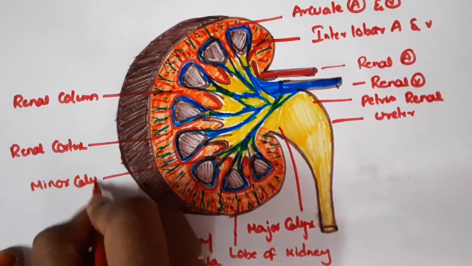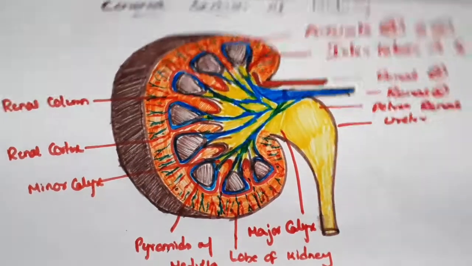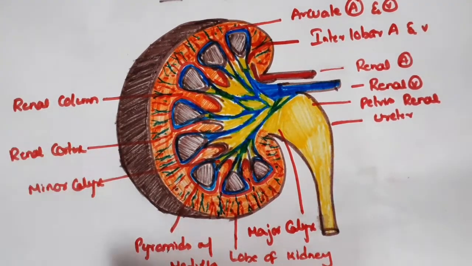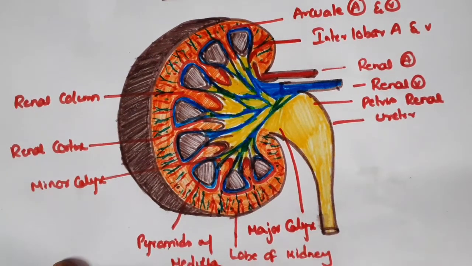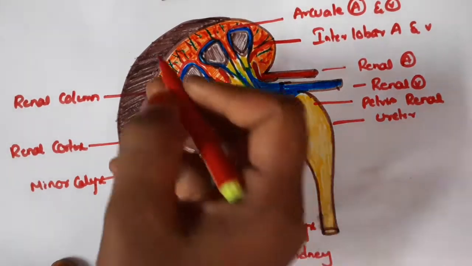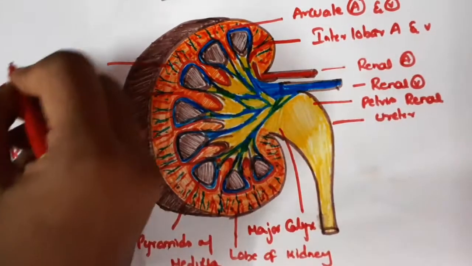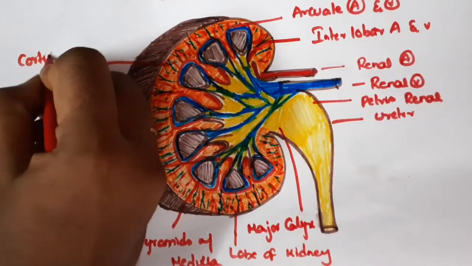It is minor calyx. They are 7 to 13 in number. These will be indented by the apices of the pyramids, known as renal papillae. Cortical arch.